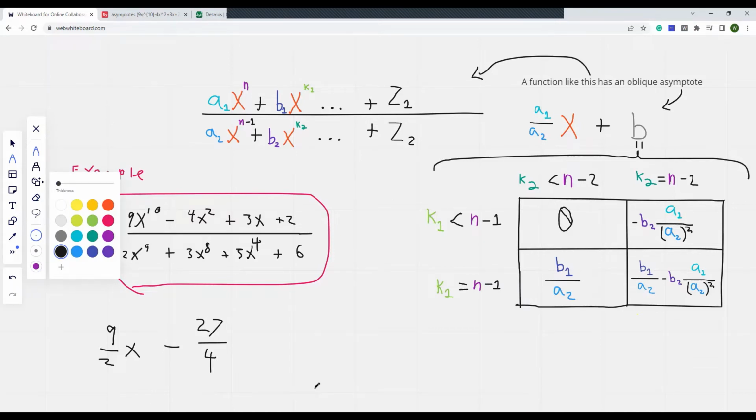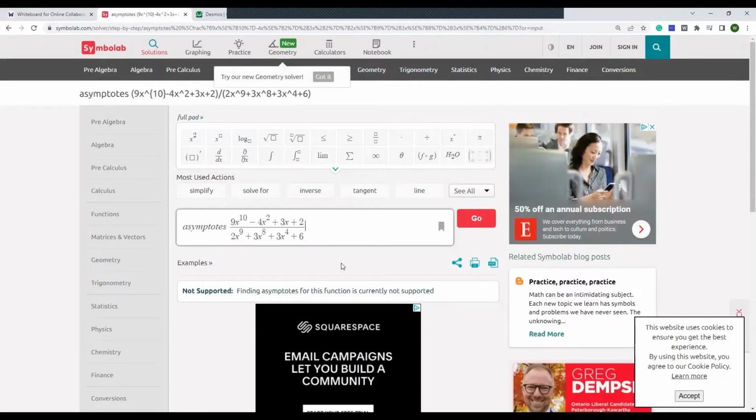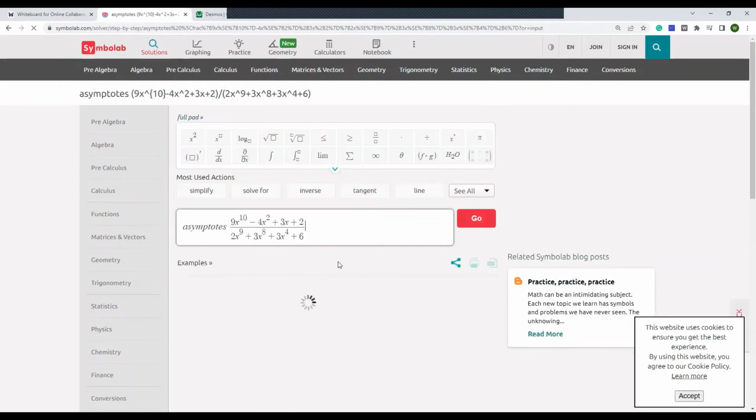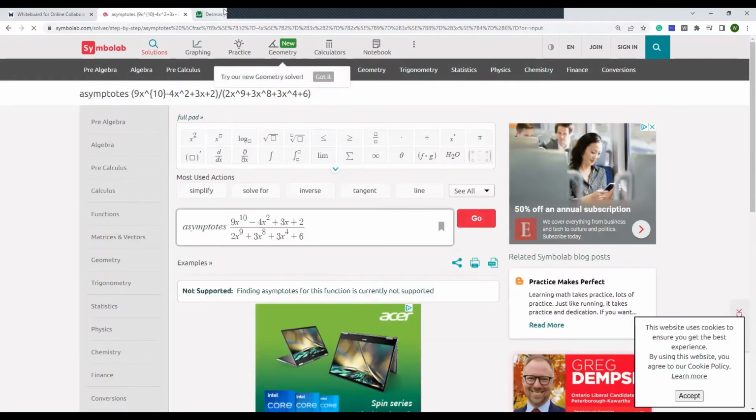9 over 2x minus 27 over 4. Okay, let's go to Symbol Lab. We've got it here. We're going to try and do it. That's the rational function. There it is. Well, Symbol Lab can't solve it. It can't crunch through all those numbers. It doesn't want to do it. Okay, fine. Let's go to Desmos.